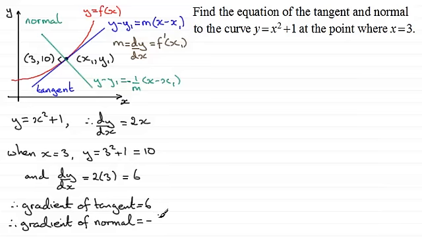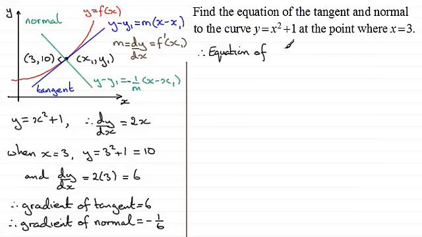So in other words, -1/6. Notice how they multiply together to give you -1. So I've got everything I need now to get the equation of the tangent and the equation of the normal. So we'll start off with the equation of the tangent. I'll put an intro here rather than just writing it down. Just gives the reader some idea, hopefully, of what we're doing.